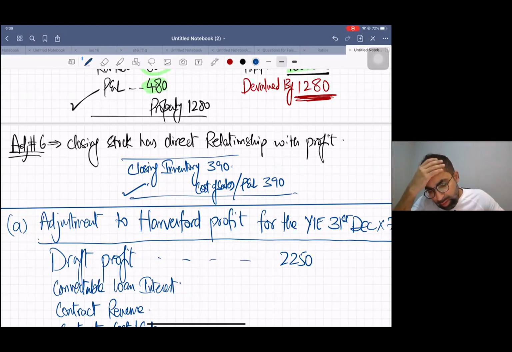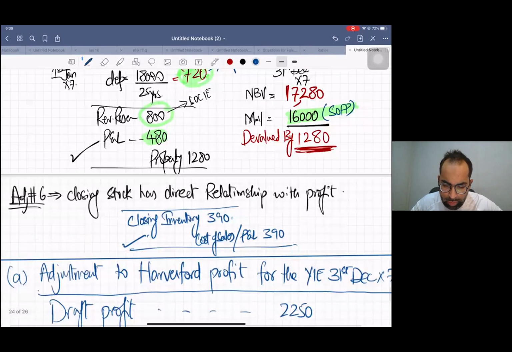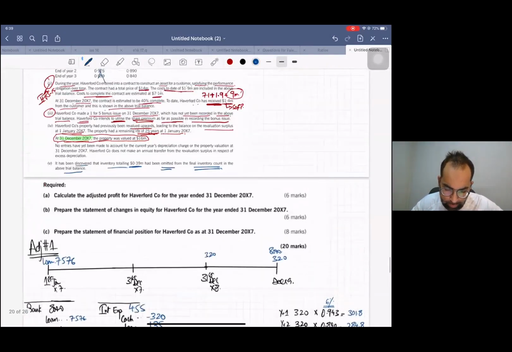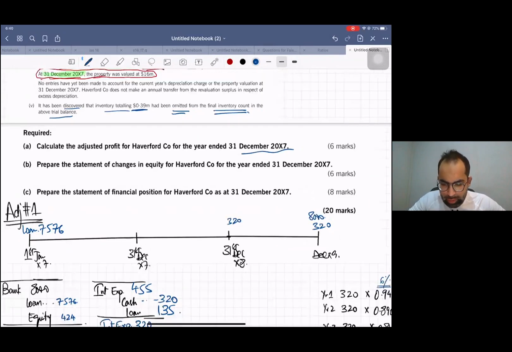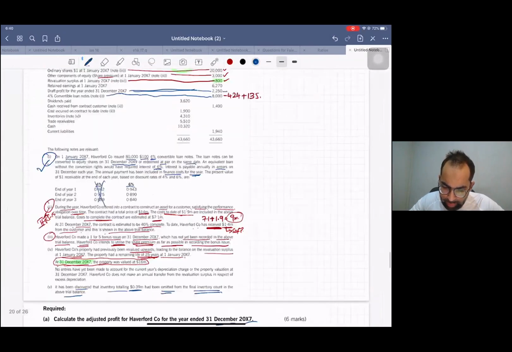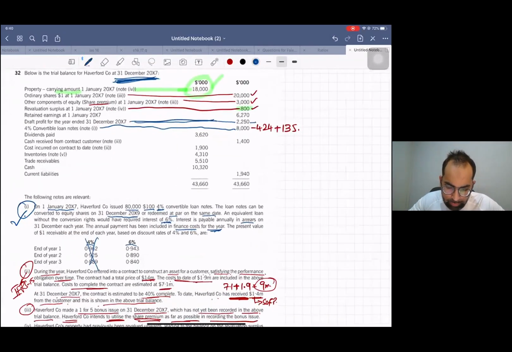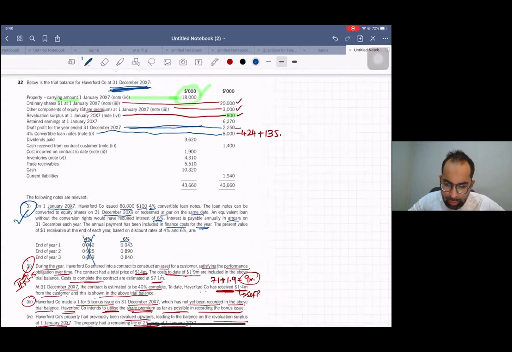Okay, so now all adjustments are done. Let's read the requirement first. What is the first requirement? Calculate the adjusted profit of Heford for the year ended 31st December X7. That means they have already given you the draft profit, and you need to adjust it. The draft profit is 2250.